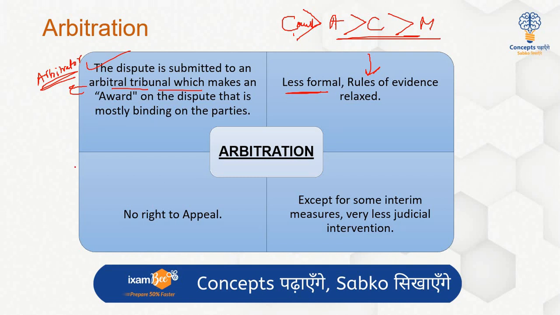So that is the reason that they don't have any right to appeal. They cannot file appeal because they have voluntarily chosen the arbitrator. They have voluntarily entered into arbitration by an arbitration agreement, and they have resolved their dispute.